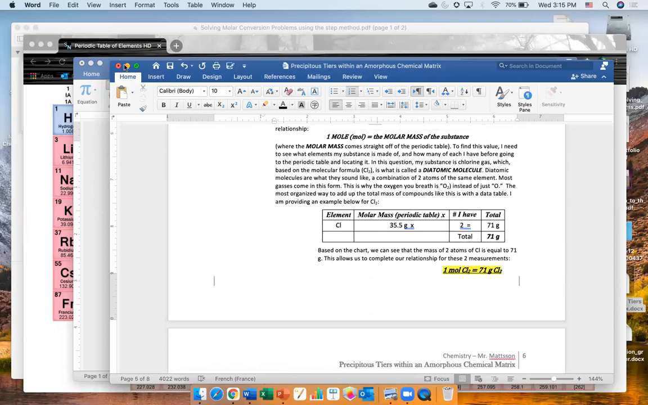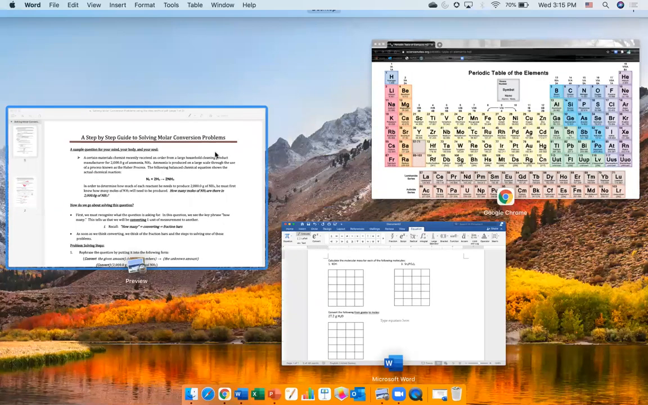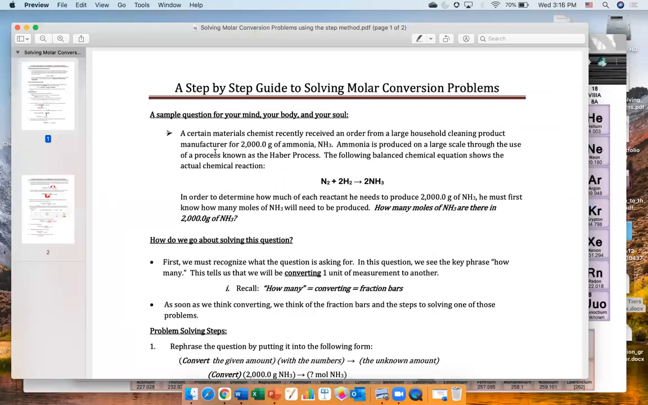So let me put this away for the moment. Let's go over to these steps. Here are the actual steps. Before I start to do some practice questions, I just want to read through the steps here. Then we'll go over and start to apply these steps.